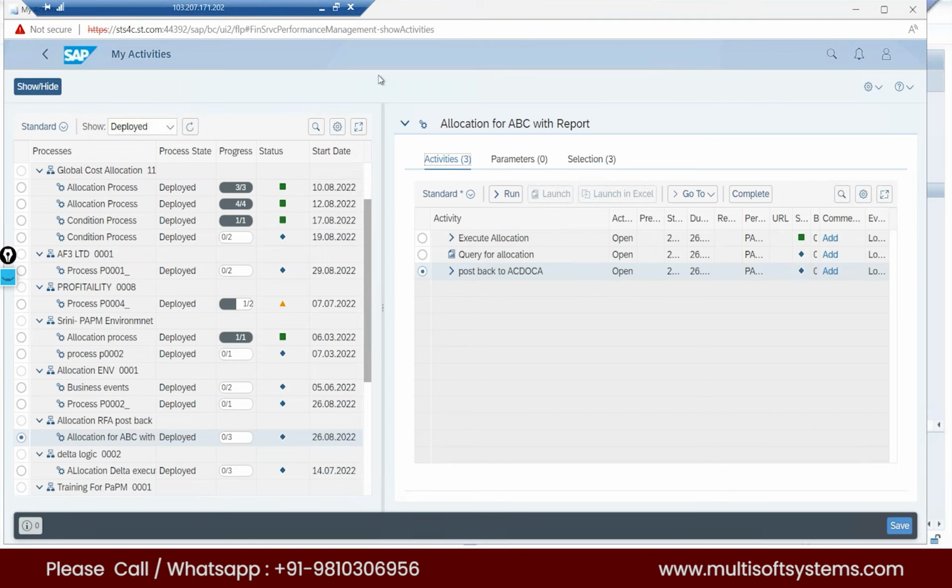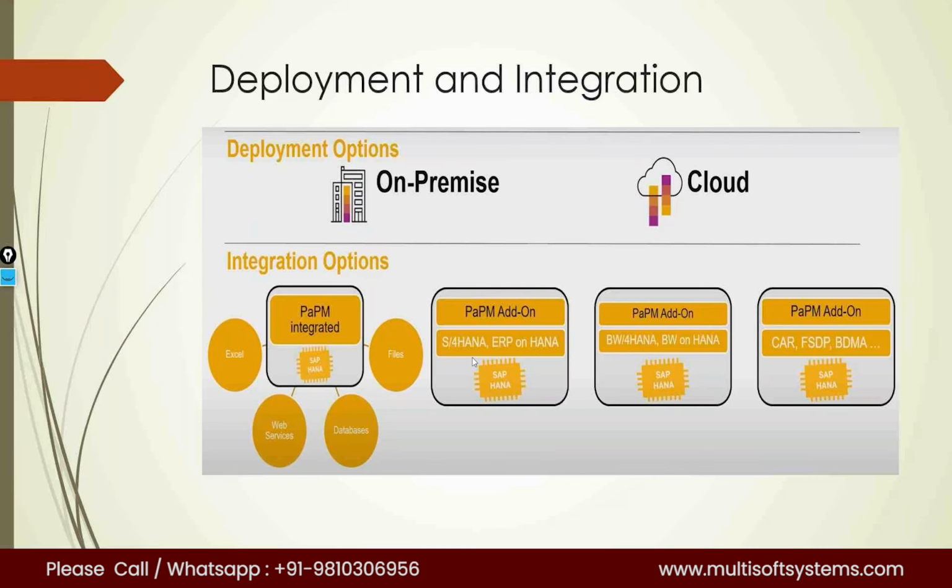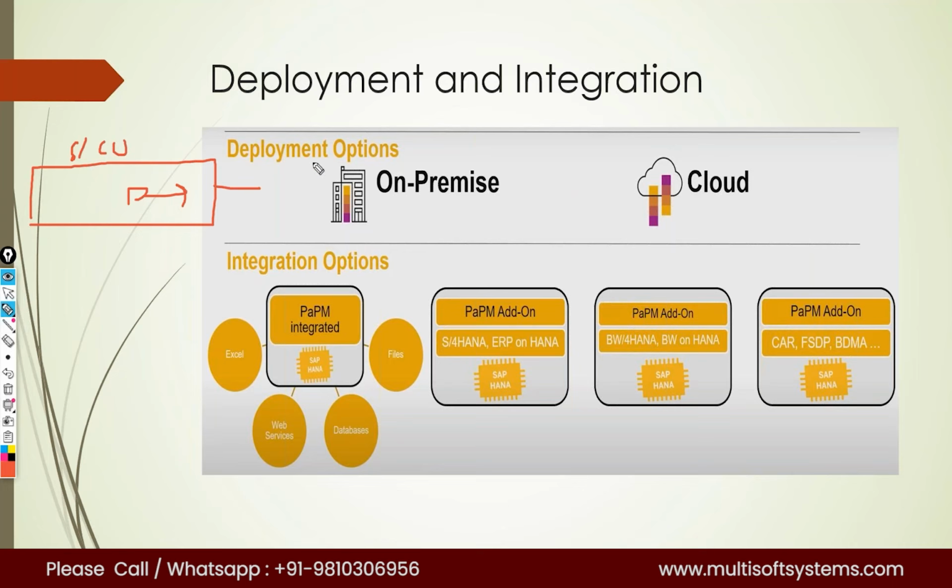PAPM is costly, so why do we implement PAPM? For example, you have the S4 HANA installed, and in that S4 HANA you have the controlling module, right? So there you have the cost center allocation, everything available. You do that allocation, you do the configuration, and when you run the cost center allocation, it runs and posts the entries based on that. So the same activity that you do in S4 controlling, the same can be done in PAPM. But why shift to PAPM? So PAPM can do that activity.